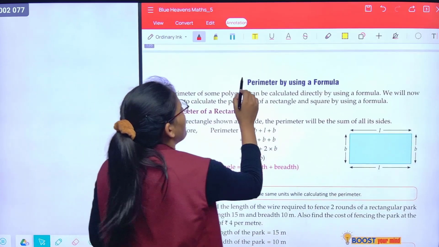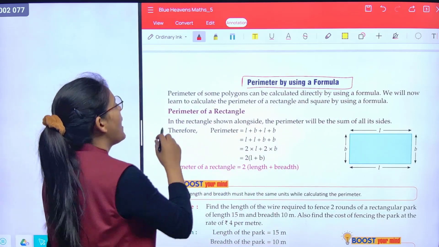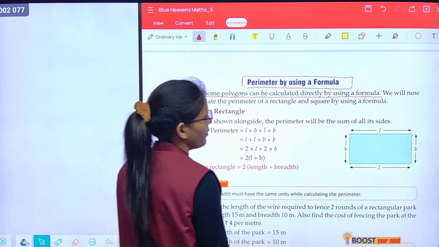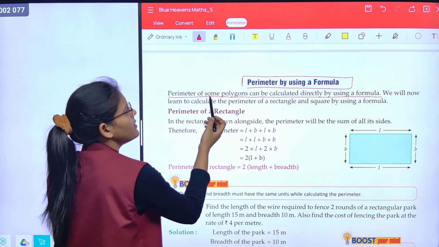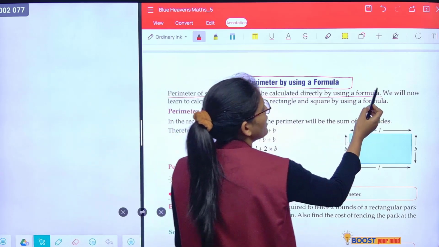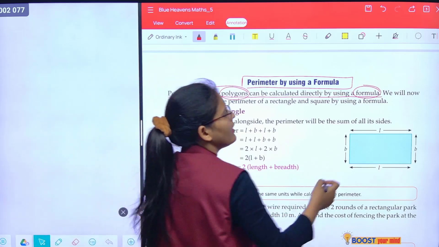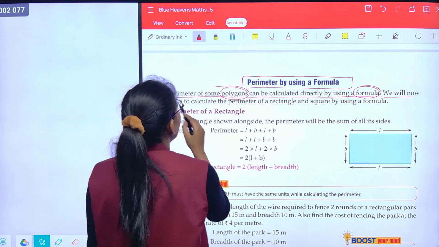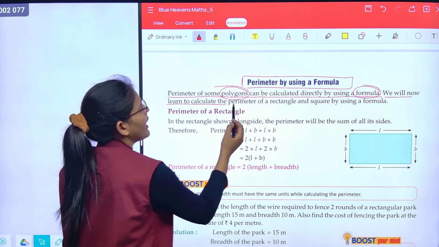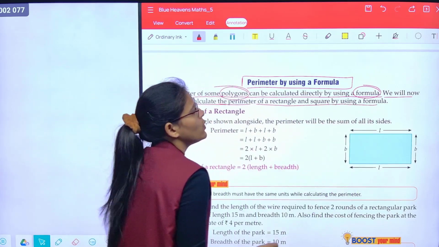Now class C, perimeter by using a formula. Perimeter of some polygons can be calculated directly by using a formula. How can we do it directly? We will use a formula and find the value of the perimeter. Then we will now learn to calculate. We will learn to calculate perimeter of a rectangle and square by using a formula.